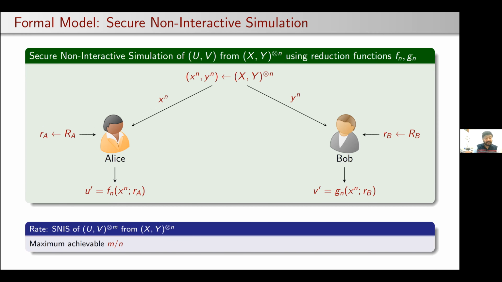If one is interested in studying the rate of secure non-interactive simulation, then we consider the target distribution to be M independent samples of joint distribution UV. And our objective is to characterize the maximum achievable ratio M to N. This is the natural notion of a single letter characterization of rate.